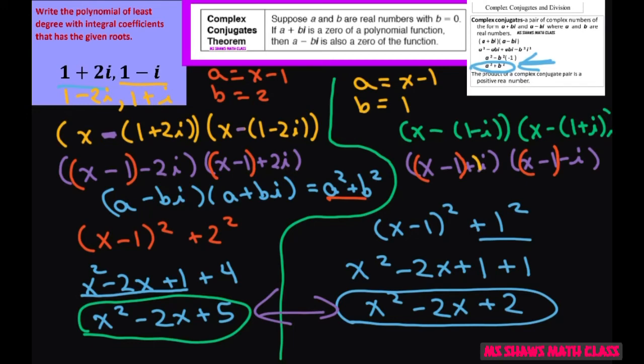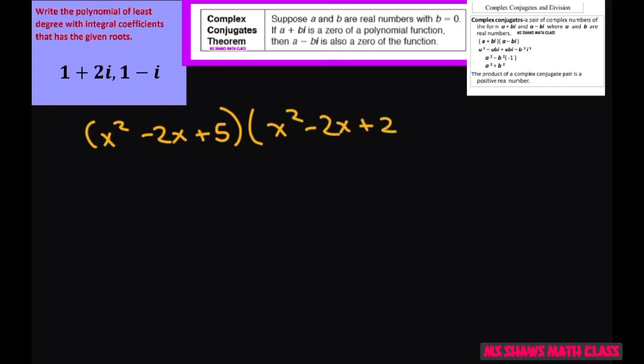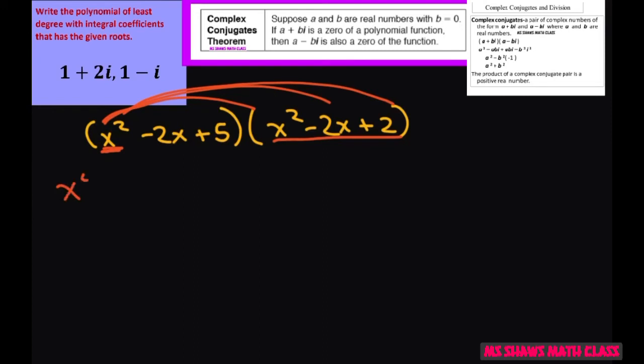And that's a bit of the tedious part. So let's do that. We have x squared minus 2x plus 5, and the other one was x squared minus 2x plus 2. Then we just have to do a lot of multiplying. So multiply x squared times all of this, just multiplying each term by x squared. That's going to give you x to the 4th minus 2x cubed plus 2x squared.